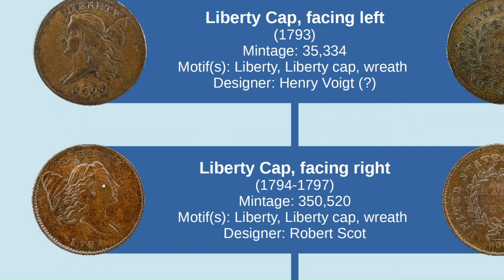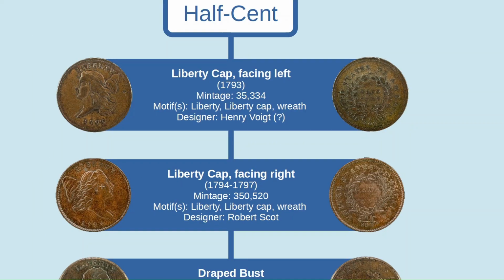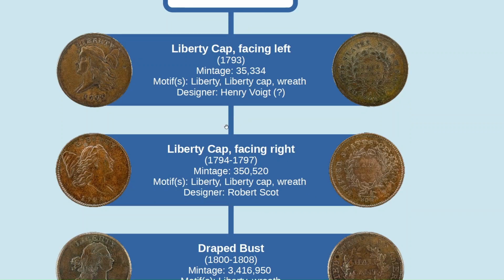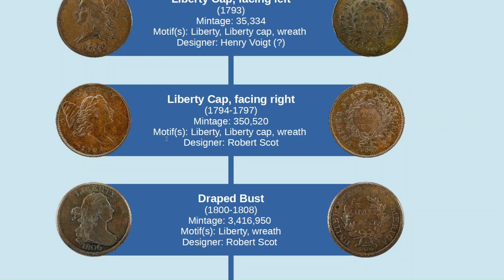The Liberty here is a different depiction, but it keeps mostly the same motifs. It's just facing right. The mintage for this one was 350,520, so almost 10 times as much as the last one. The motifs here stay pretty much the same, as I said. It's just Liberty, there's the cap, date, and she's facing to the right.